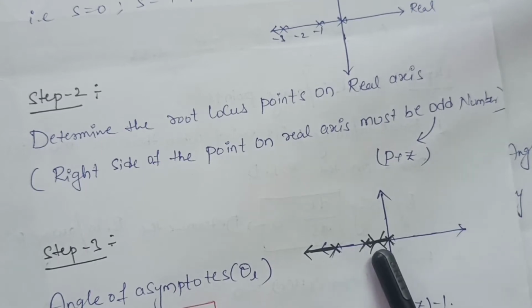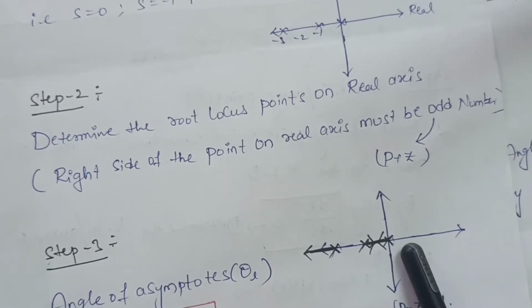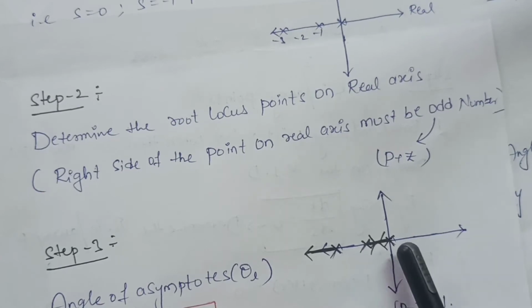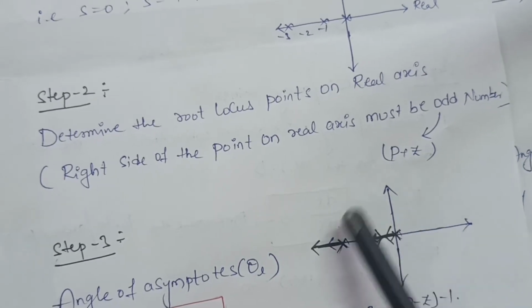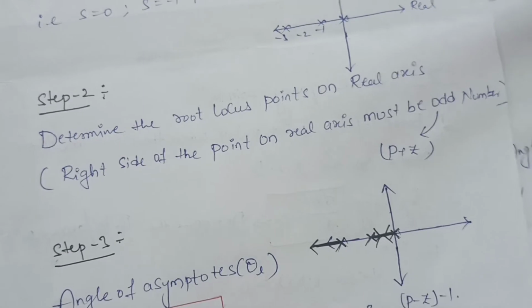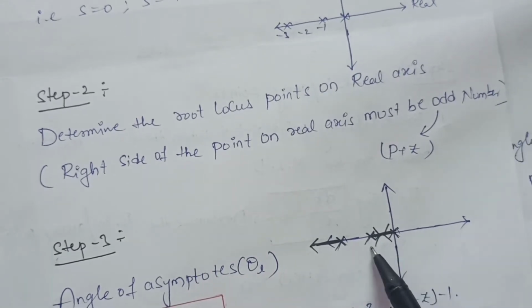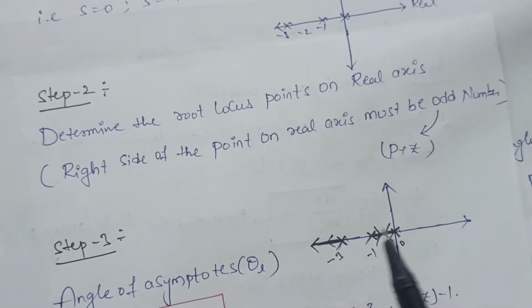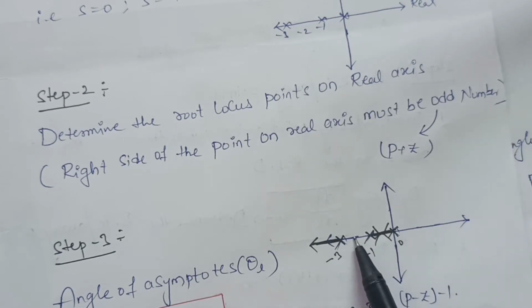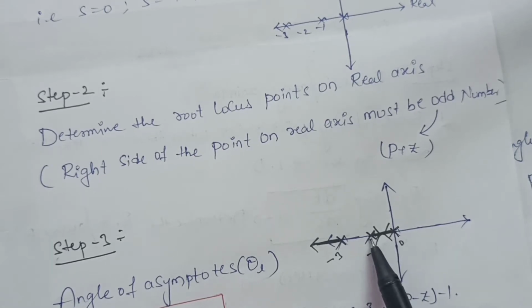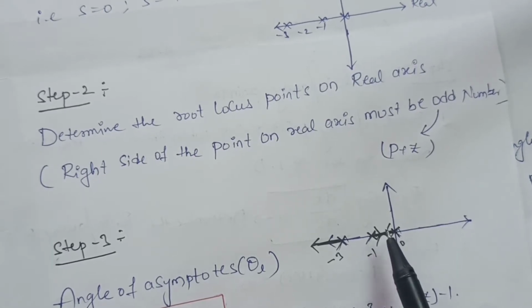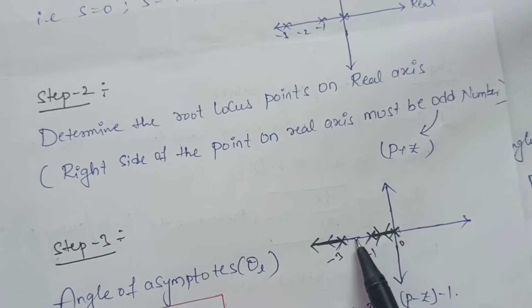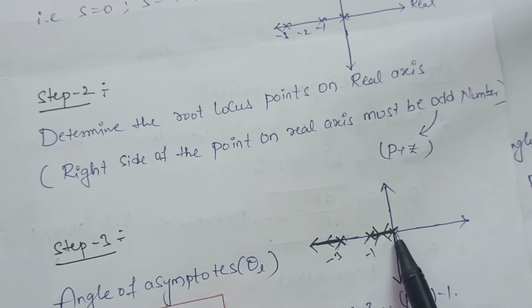If you take some point on the real axis, the poles and zeros from the open loop transfer function on its right side must be an odd number. That is the meaning of this. Here we have 3 poles, that is 0, -1 and -3. If you take some point on the real axis, for example this point, the total number of poles and zeros on its right side must be odd. But now coming to this point, total we have 2 poles, that is an even number.